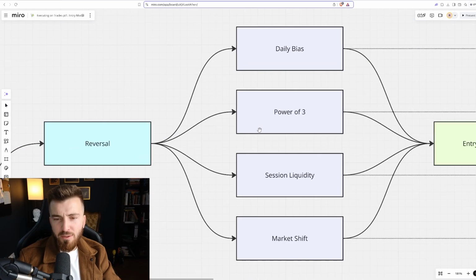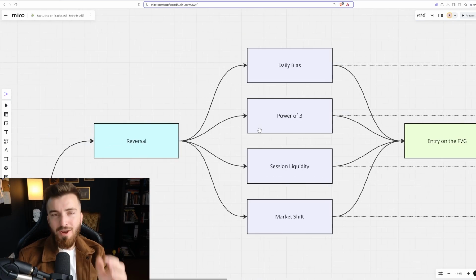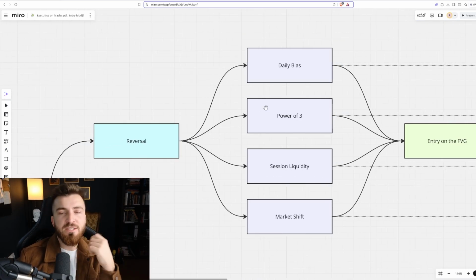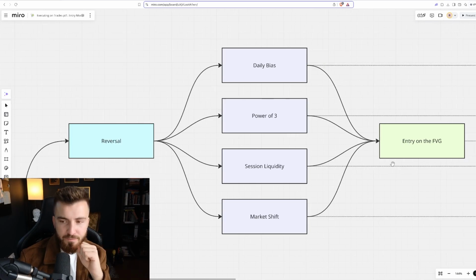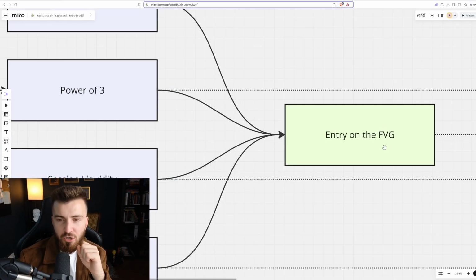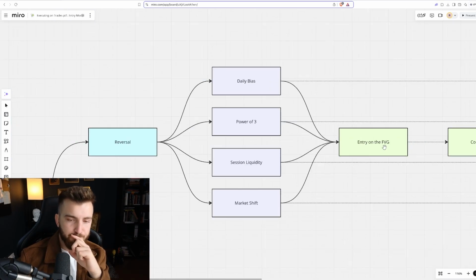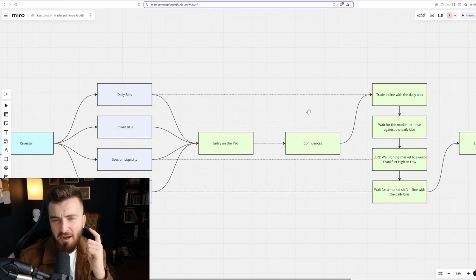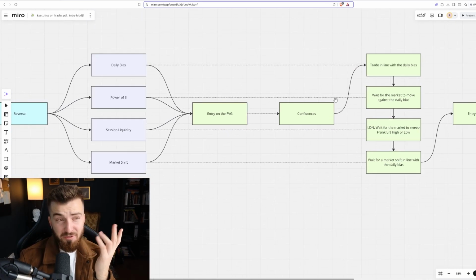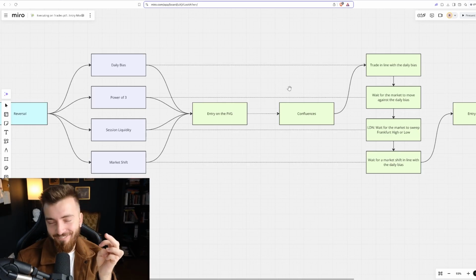So what we will need for this is what we already talked about here, which is the daily bias, the power of 3, the session liquidity, and the market shift, right? Those are the things that we want. Then we are going to enter on the fair value gaps. Now you might say, Kimmel, but this looks weird. Well, yeah, maybe I don't know how to do flowcharts. I don't even know if this is a flowchart, but whatever.